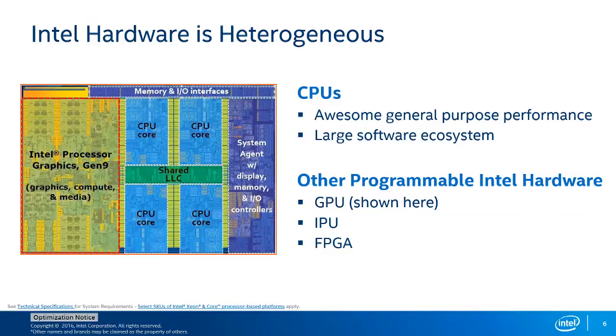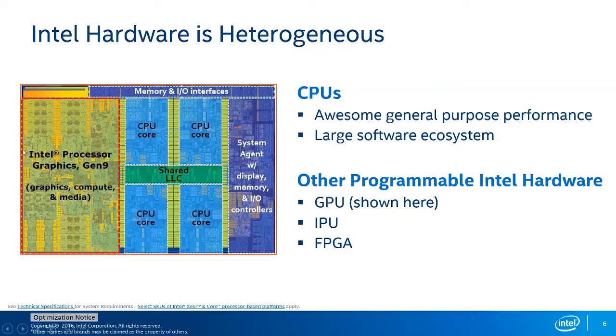The picture on your screen now is the standard die shot for 6th generation core processors. The architecture is sometimes referred to as Skylake. The processors take many forms, so this may not match your environment exactly, but the main ideas about the architecture will be the same. You'll recognize the 4 CPUs here, which are as amazing as ever. They have great general purpose performance and a large software ecosystem. But the benefits of the processor don't stop there. There's another side of the chip.